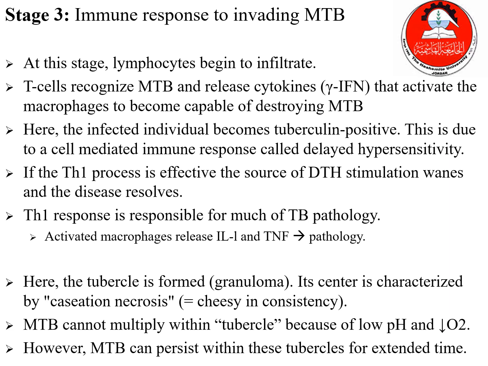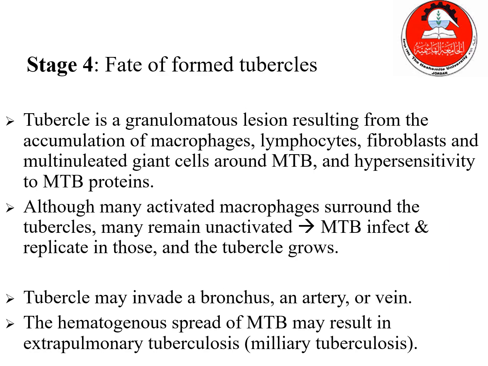So for some of those who are infected, the immune system is going to be able to kill the microorganism, and that's it. For others, it's going to survive, and this is what we call latent TB. It's going to survive for longer periods of time, and this site of infection might become fibrosed or calcified, and we can see that on the chest X-ray. Stage 4, there is a tubercle, which is a granulomatous lesion resulting from accumulation of macrophages, lymphocytes, fibroblasts, and multinucleated giant cells around the Mycobacterium tuberculosis.